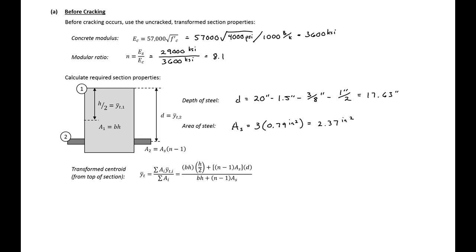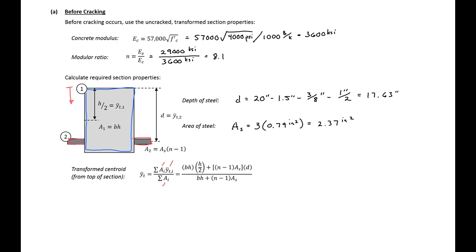We can use all of these then to find our transformed centroid, or some of our transformed section properties. And our transformed centroid is going to be measured from the top. And it's going to be the summation of all of our different areas times the distance between the top and the centroid of that area, divided by the summation of all of our areas. So here we have 2 different areas. We have the area of our concrete, which I label as 1 here. And we also have the area of our transformed steel. So we'll have these different components, and I laid out here on top.